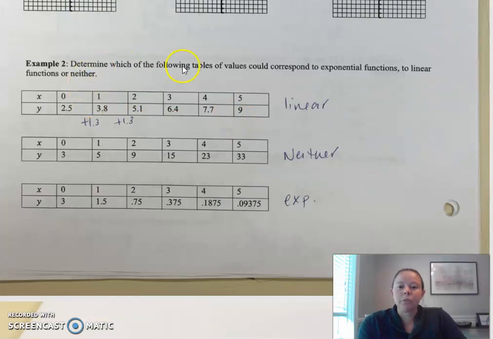Okay, and then determine which of the following tables of values could correspond to exponential or linear functions, or neither. I like to start with this point and then work backwards. I always look for a common difference first. Did we add or subtract? It looks like we added 1.3, and then it looks like we did the same thing. And just make sure you're checking it. Also, don't forget to look at your X values and make sure we're increasing by the same increments.